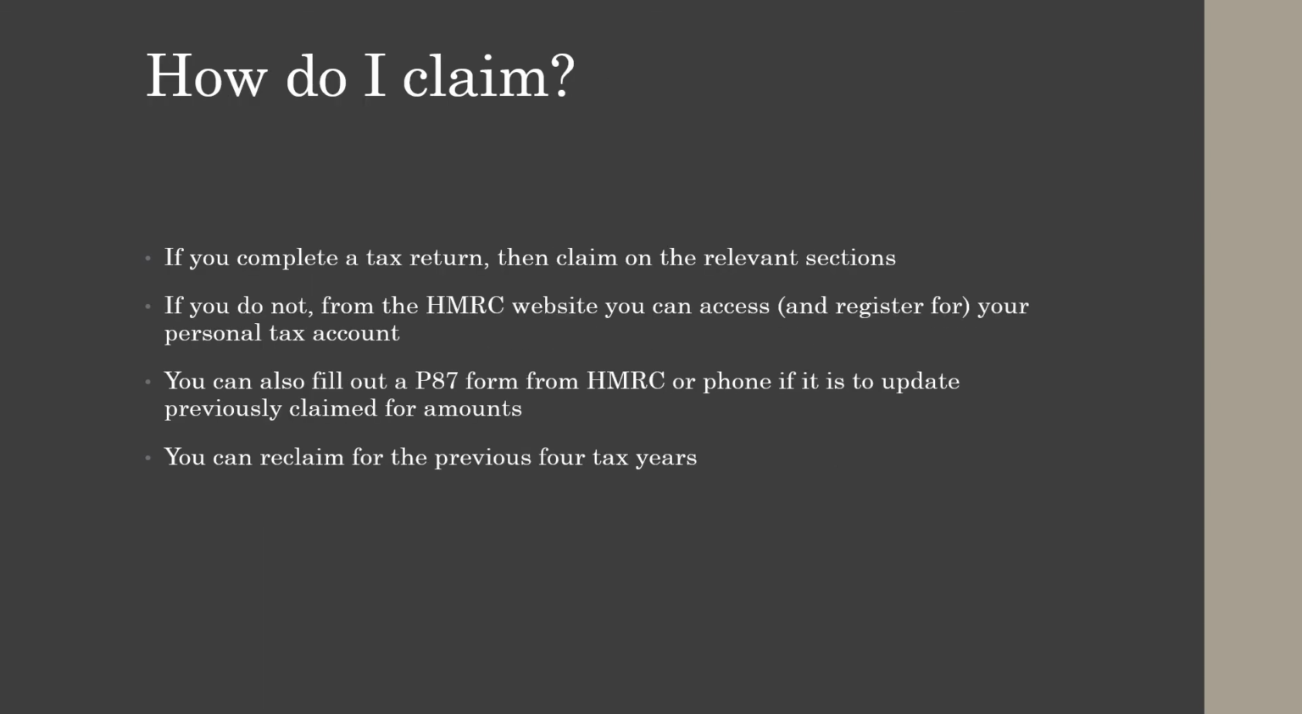Having gone through what can be claimed against your tax, you may now be wondering how you claim and get the money back. If you are completing a tax return, then just fill in the relevant sections of it or ask your accountant to do so. They may already be doing this. If you do not complete a tax return, however, you can still reclaim by accessing the HMRC website or filling out a P87 form from HMRC, or even by phone if it is just purely to update previously claimed for amounts. You can claim back for the previous 4 tax years.